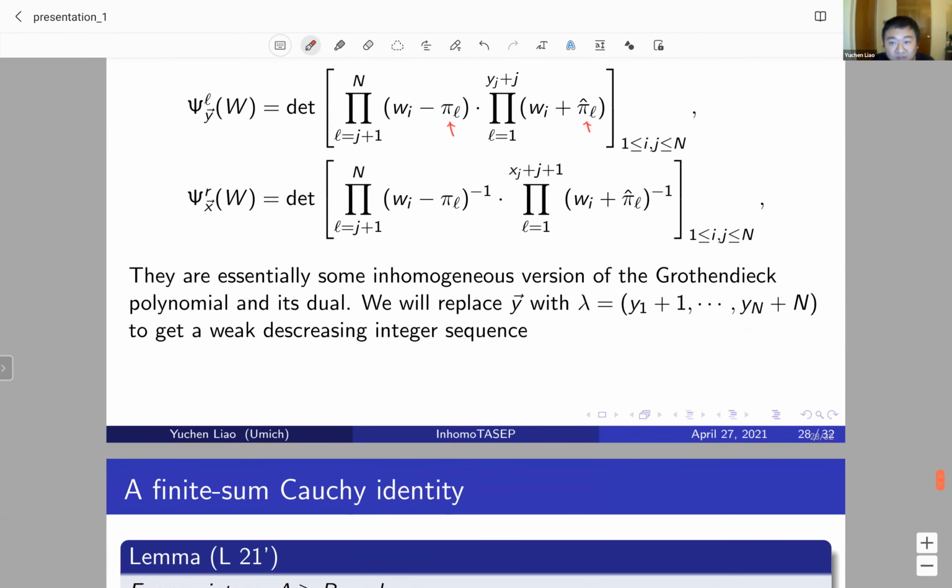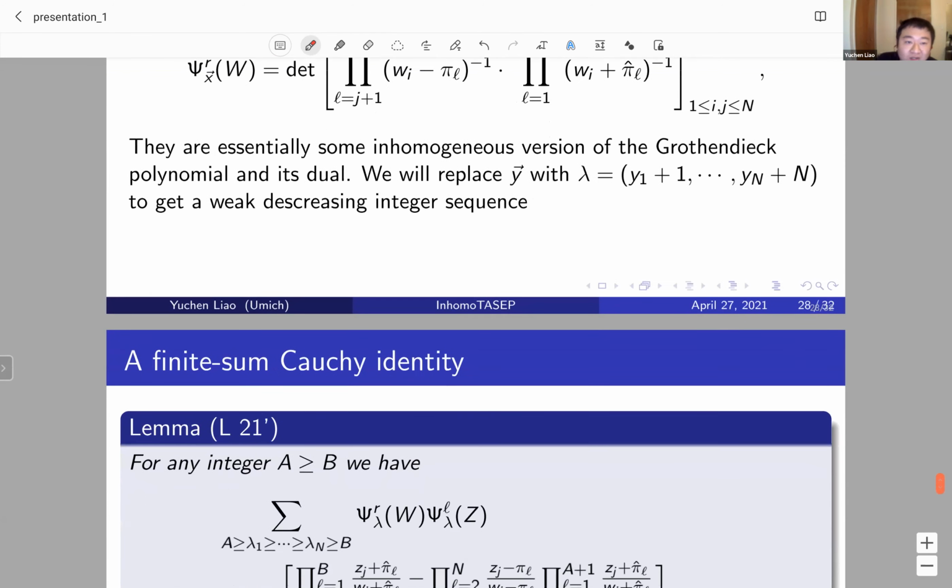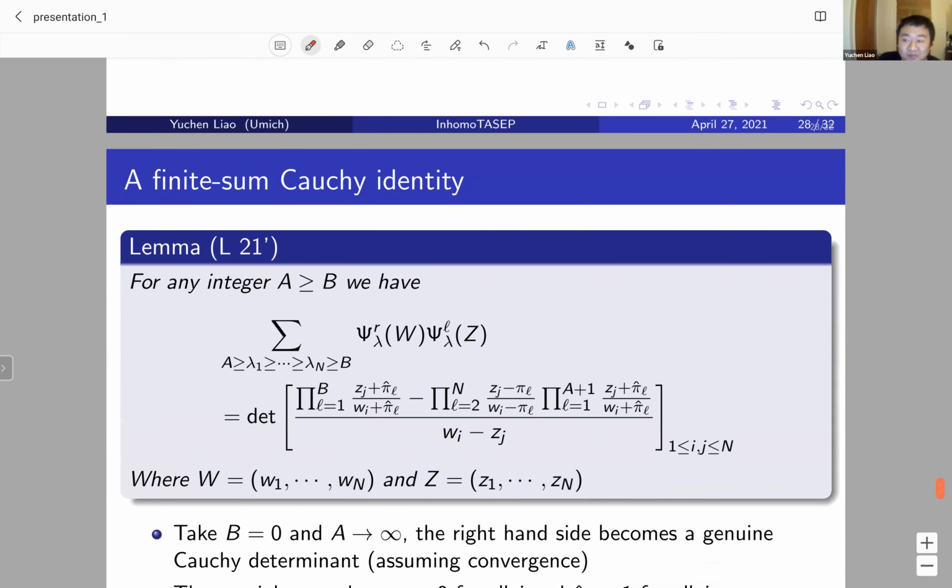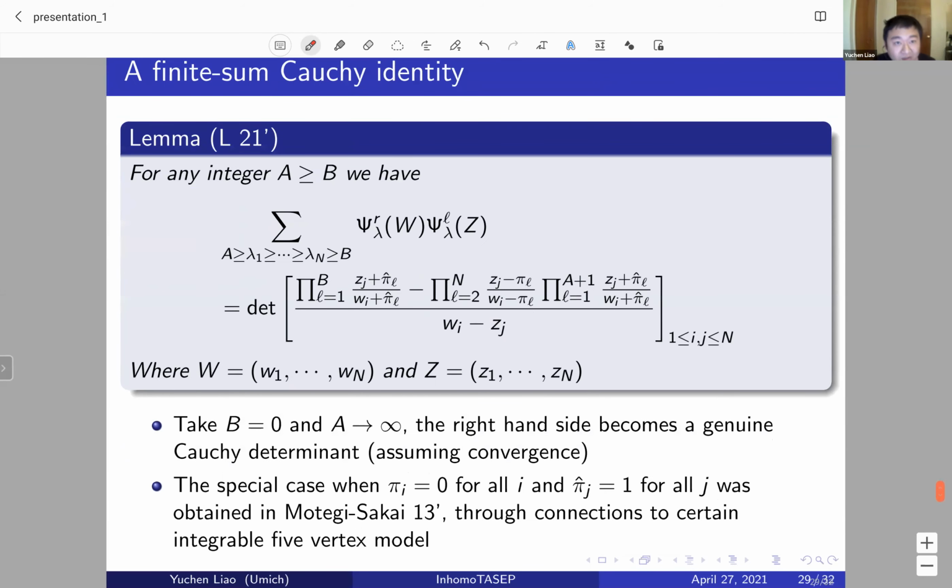So, in the calculation, one needs the following Cauchy type summation identity. Here, because you are living in a finite volume space, I need this finite sum Cauchy identity, where I restrict my partition to be between any integers a, b. This is not really a partition, some signature or whatever. It can be negative, and the product is understood by taking reciprocal when you are going backwards.